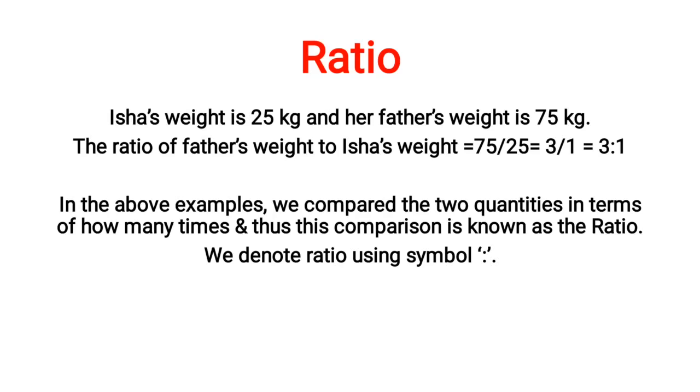Here, let us take an example to understand more about ratio. Suppose Isha's weight is 25 kg and her father's weight is 75 kg, then we say that the ratio of father's weight to Isha's weight is equal to 75 upon 25, that is equal to 3 upon 1, which would be equal to 3:1.